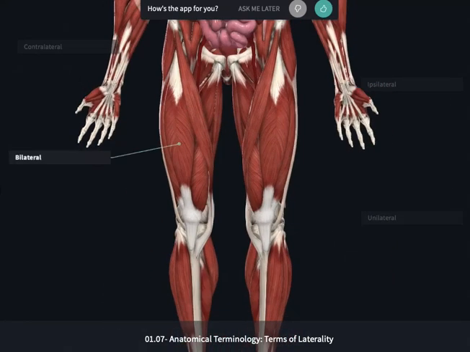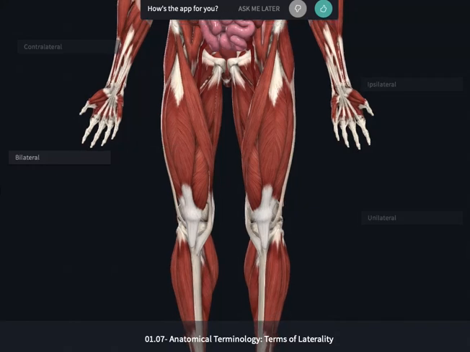For example, if I looked at a muscle in my right thigh, the right rectus femoris, and I described this as a bilateral structure, what that tells me is that there's going to be a mirror image of that structure on the opposite side of the body. So the right rectus femoris is going to be a muscle that helps me flex my hip and extend my right knee. It's going to have the exact same structure on the opposite side of the body with the same name serving the same function. So the left rectus femoris would flex my left hip and extend my left knee.